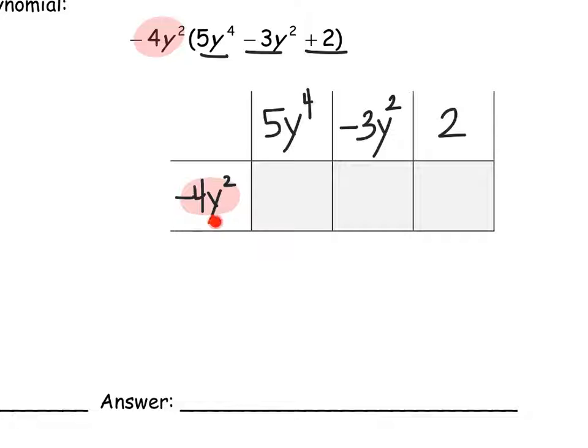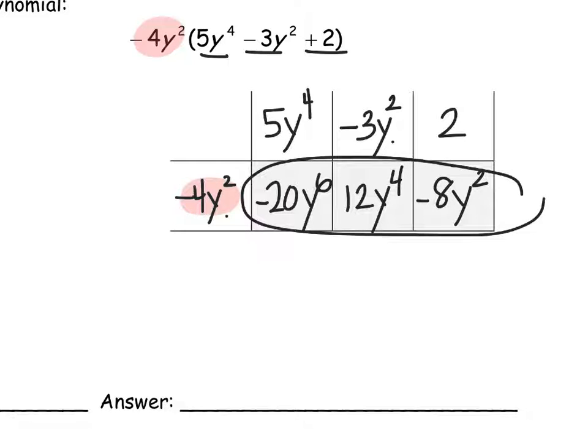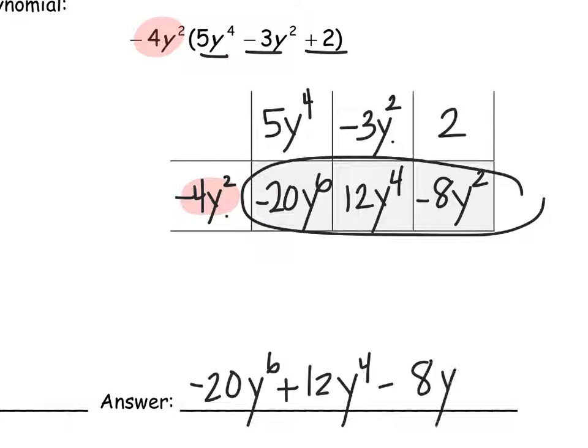Negative 4y squared times 5y to the 4th is negative 20y to the 6th power. Negative 4y squared times negative 3y squared is negative 4 times negative 3 is positive 12, and then y squared times y squared, I get y to the 4th. And then lastly, negative 4y squared times 2, I get negative 8y squared. Now, I'm going to take all of these and add them. This is my final answer. I get negative 20y to the 6th plus 12y to the 4th minus 8y squared. That's my final answer.